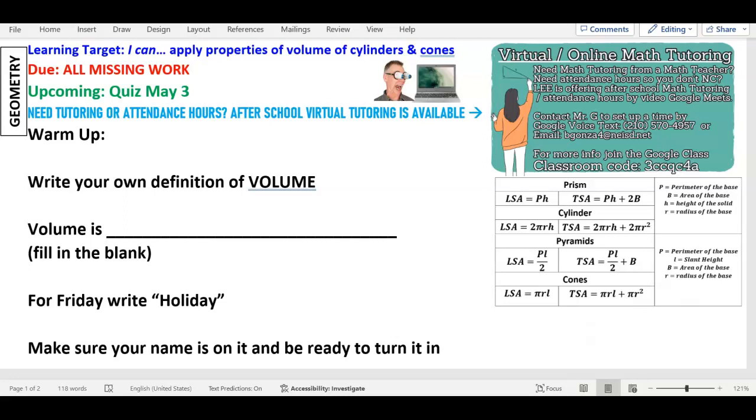Yesterday we did a quiz, and your next quiz is May 3rd. Okay, I think it's a Friday. If you need virtual tutoring, let me know. You can get hours, you can get help from the comfort of your own home, right? Especially if you need attendance hours. So people are finishing quizzes while they're doing that. We don't touch them. That's what friends do.